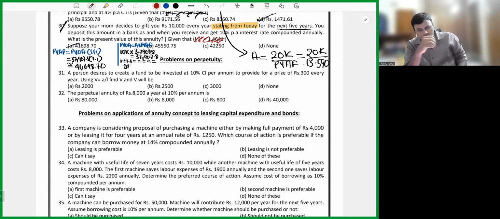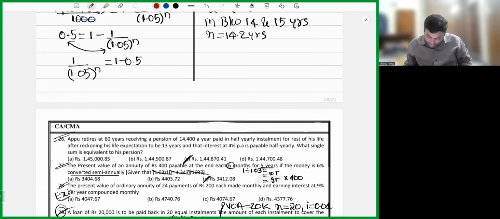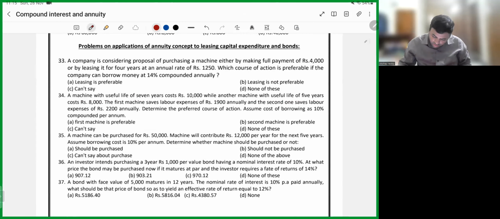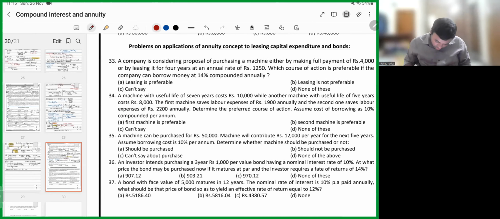Now what do we have? We have perpetuity, we have leasing, and we have the compound annual growth rate technique. So these are the 3-4 concepts that are pending. Simple concepts, nothing much complicated. Let's complete those concepts and wipe out this chapter. It's a very simple chapter. Next, let's start with the concept of perpetuity.